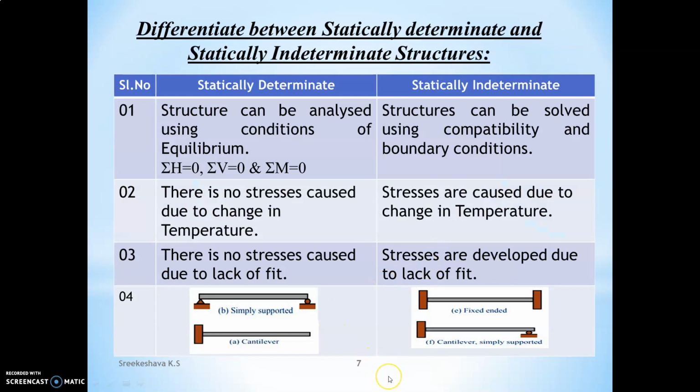This is a very important question generally asked in VTU examinations: differentiate between statically determinate and statically indeterminate structures, for 5 marks. You generally write 3 to 4 differences. The first difference is the definition, which we know.